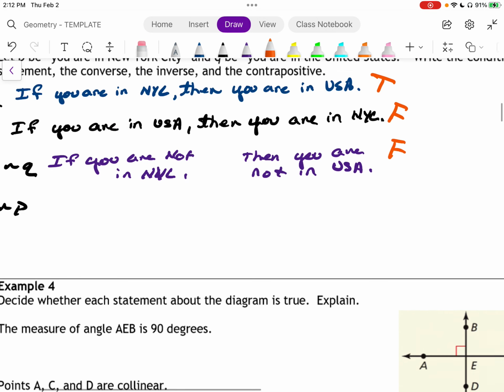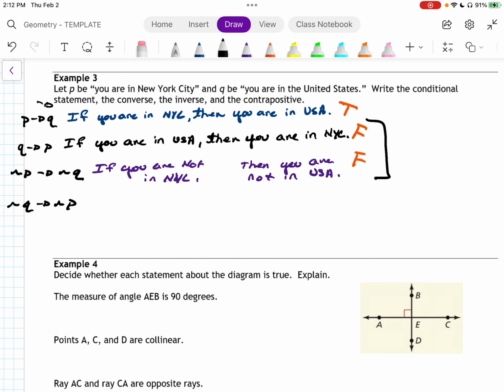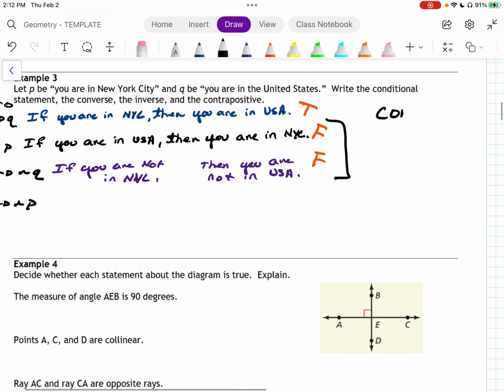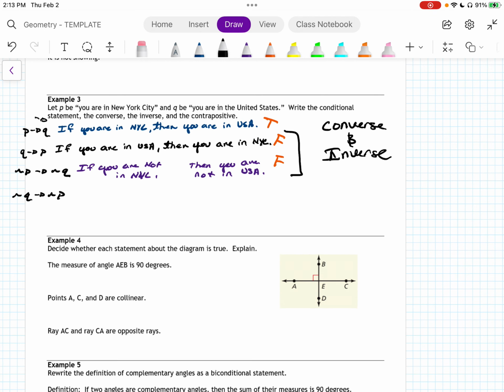That's a false statement. Something to note right here, these two guys match up. That's a big deal, okay? The converse and the inverse. Converse and inverse. Their truth value will be the same.